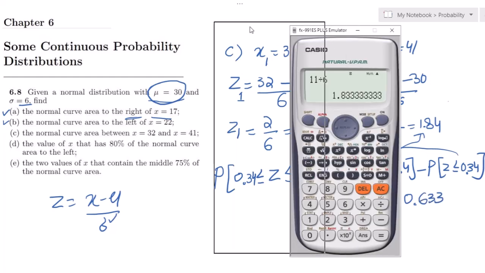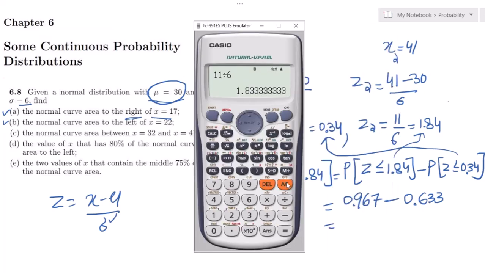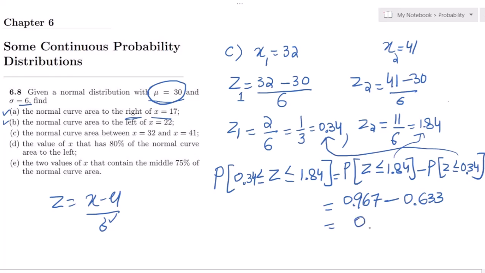Okay, let me calculate it. So it would be 0.967 minus 0.633, it is 0.334, and that is basically the solution of part C of my question.